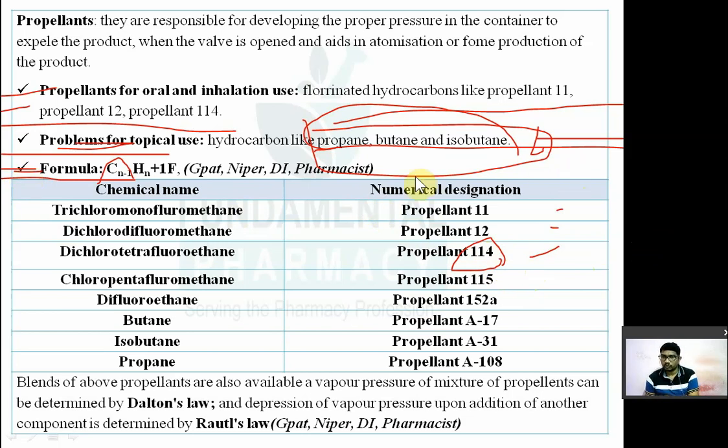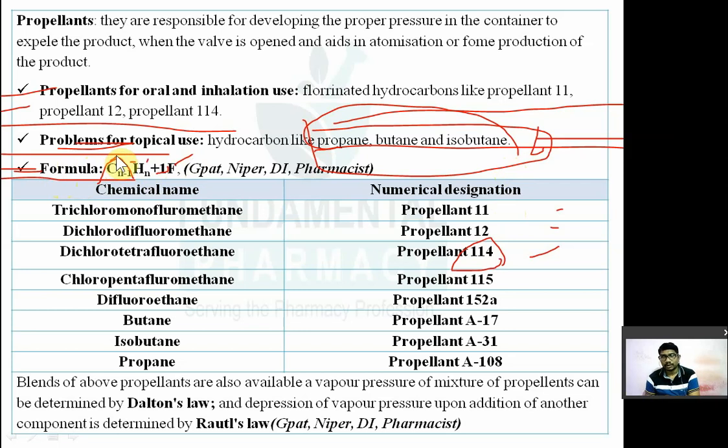What does the first digit indicate, what does the second digit indicate, and what is the third digit for? The first digit is nothing but the number of carbon. So look at the formula: C n minus 1, H n plus 1, and F. Here F means the number of fluorine atoms, the H is hydrogen and the C is carbon.